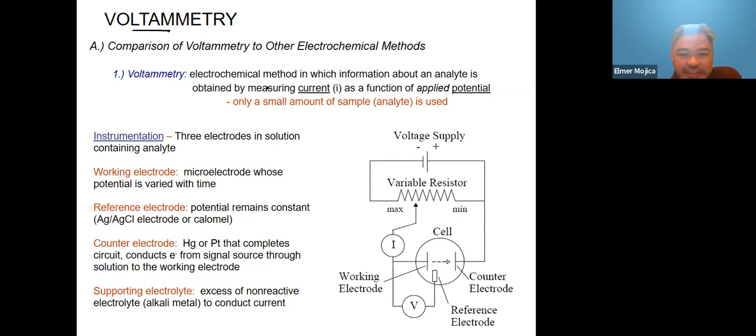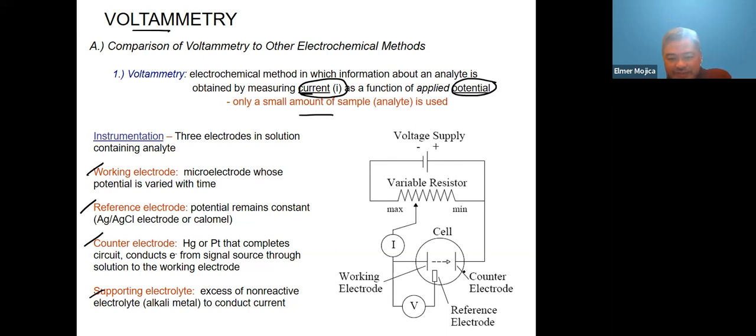So here, this is an electrochemical method in which the information about the analyte is measured in terms of current as a function of applied potential. Okay, and what makes this useful is that you only need to use a small amount of sample. So, yung classic instrumentation niya, meron kang working electrode, reference electrode, at your counter electrode. At lahat yan nakadip doon sa supporting electrolyte. So, ganito yung parang symbol niya.